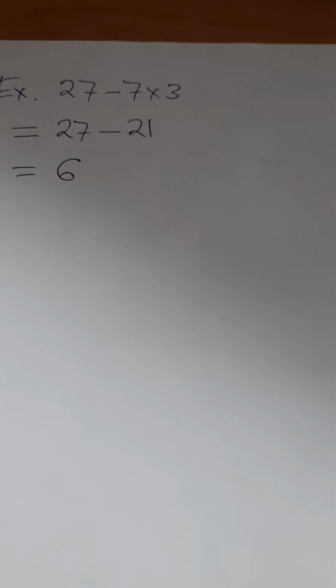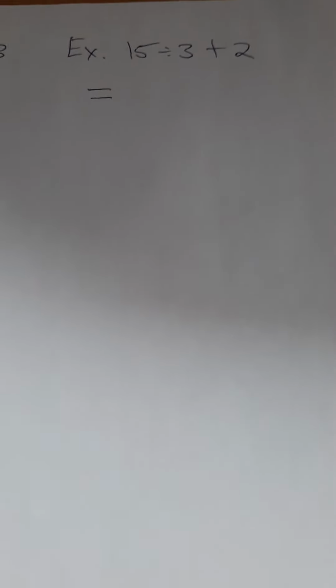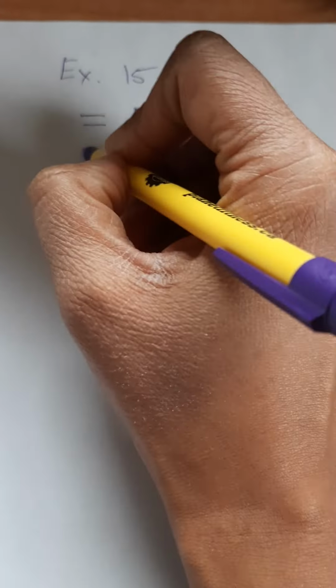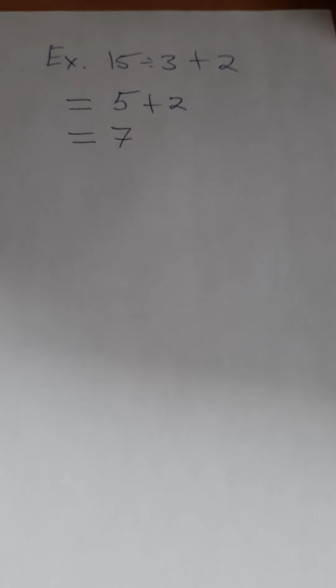Okay, and let's try examples where we're doing the division. So I have 15 divided by 3 plus 2. Again, I want to divide first, so I'm going to do 15 divided by 3, which is equal to 5. Now I'm going to add these two numbers together. So 5 plus 2, which is equal to 7. Are there any questions so far?